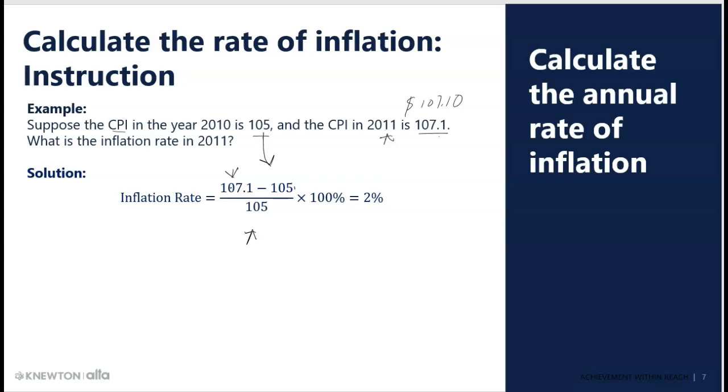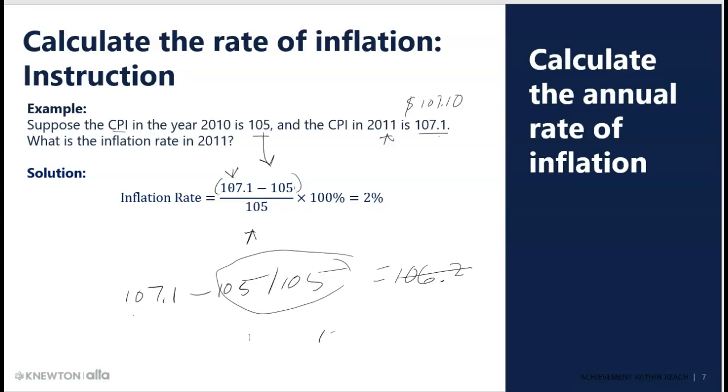You do the subtraction first by order of operations. This fraction bar also means there's parentheses around the top. If you type into your calculator, you will get... sorry, start again. Division is done first before subtraction, so that'll be 1. You'll get 106.1. That won't be right.